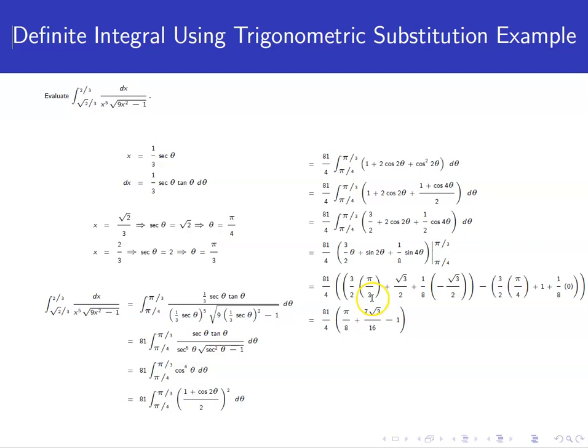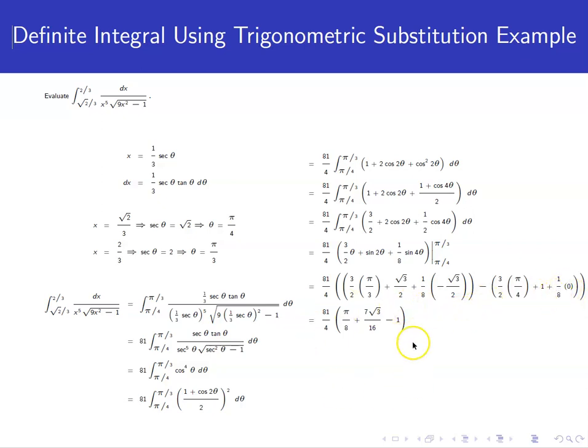Pi over 3 for theta. Sine of 2 pi over 3 is root 3 over 2. Sine of 4 pi over 3 is negative root 3 over 2. Put in pi over 4 for theta. Sine of pi over 2 is 1. Sine of pi is 0. So that's where those numbers are coming from.